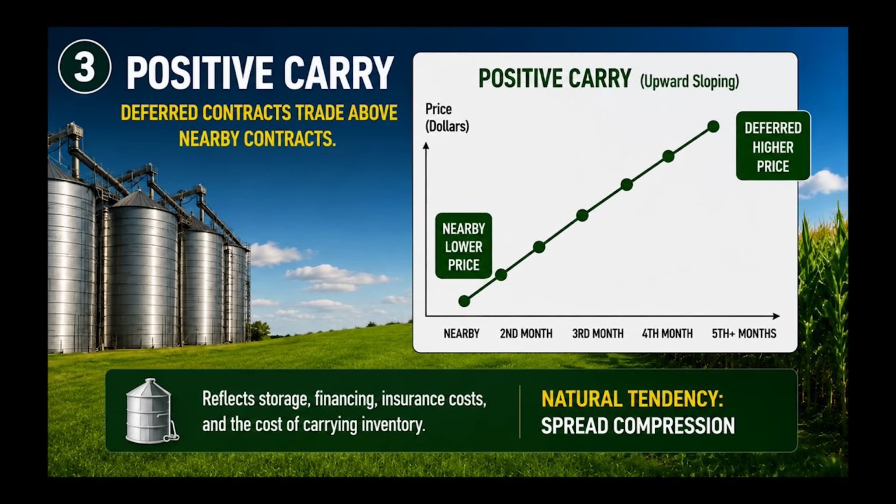The second kind is negative carry markets, which display the opposite structure. Nearby contracts trade at higher prices than deferred contracts, creating a downward sloping curve. This typically occurs when immediate supply is tight relative to demand, causing buyers to pay a premium for prompt delivery. Energy markets frequently exhibit this structure during periods of supply stress. In these environments, spread expansion can persist much longer than traders expect.